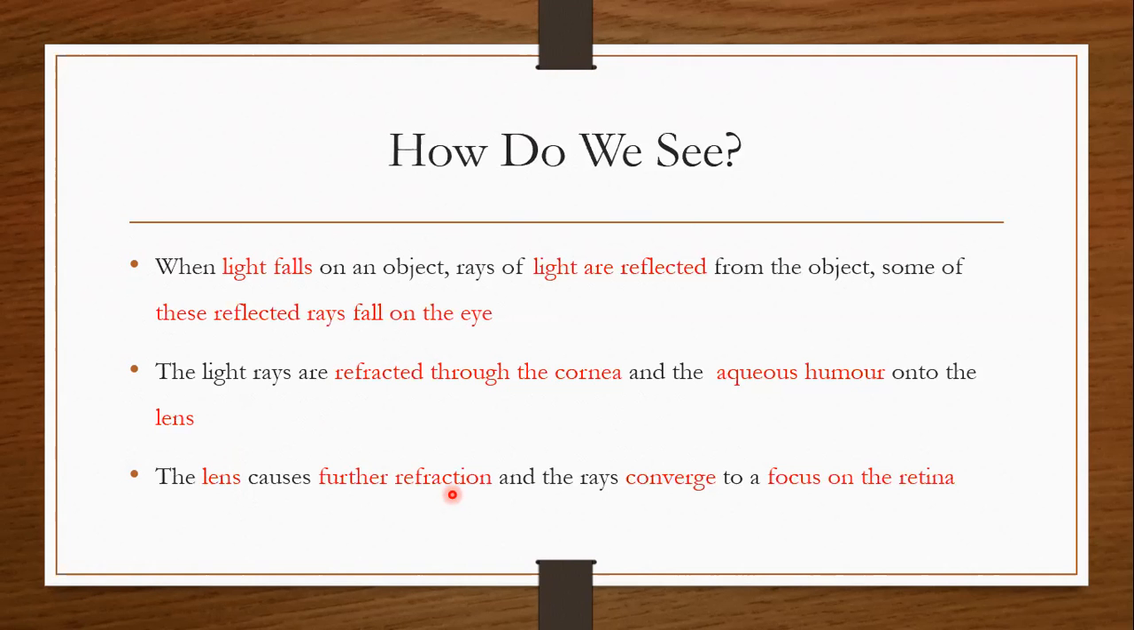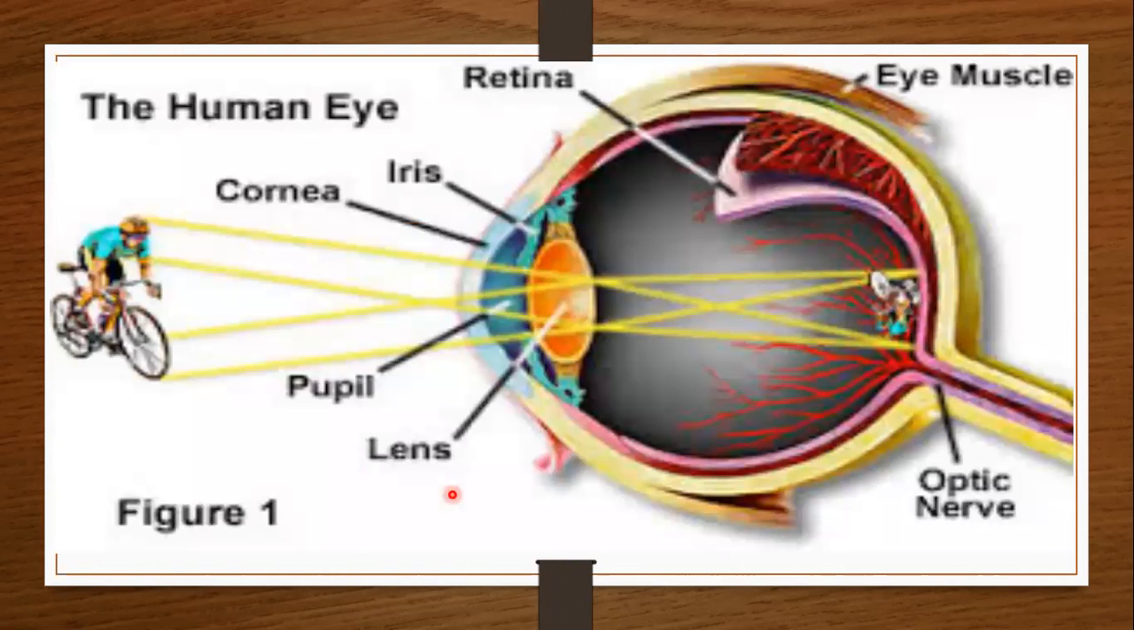Let me explain it through a diagram. So you can see the object. The light rays get reflected from the object and they enter the eye. As soon as they enter the eye, they get refracted. They are bent by the cornea and the aqueous humor. They enter through the pupil and they are further refracted by the lens and focus onto the retina. Refraction is also done by the vitreous humor.